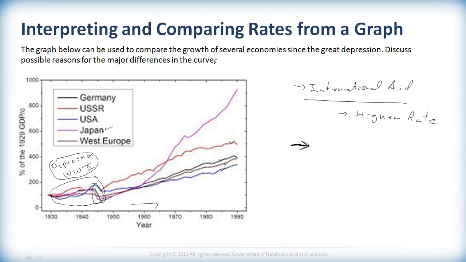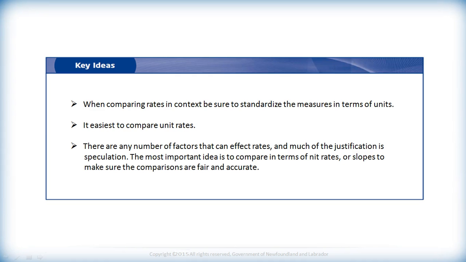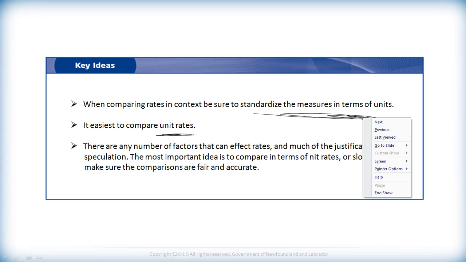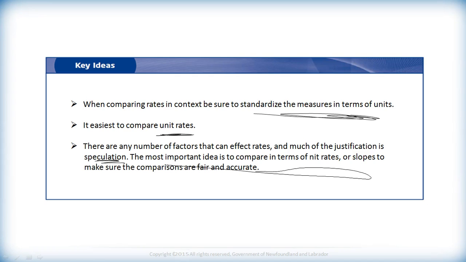And then what's another one that happened in Japan? They took over the electronics manufacturing, particularly in the 70s and 80s. In this range, they took over electronics manufacturing for a good part of the West, and that industry really boomed. So they went way up then. So it's important to be able to read and try and get some ideas. So it's easiest to compare unit rates like we did with our turkeys, and try to standardize the measures in terms of the units that we're looking at and all that. And there are any number of factors. Much of the justification is speculation, so we could be just guessing, but the idea is to compare the unit rates or slopes to make the comparisons fair and accurate.